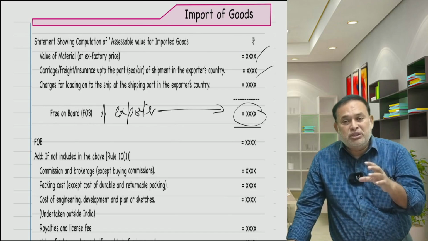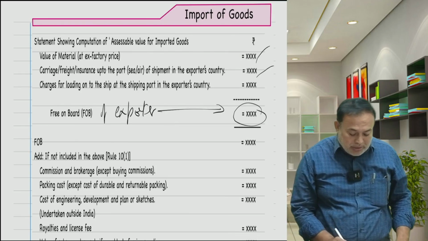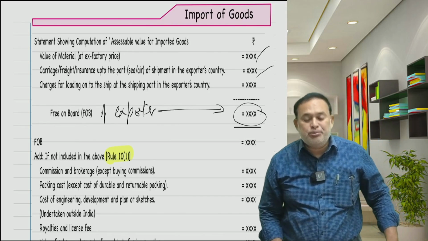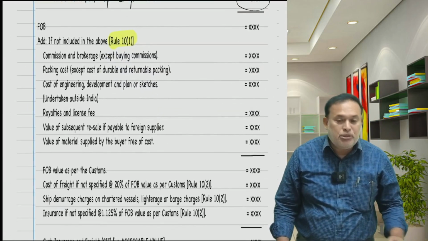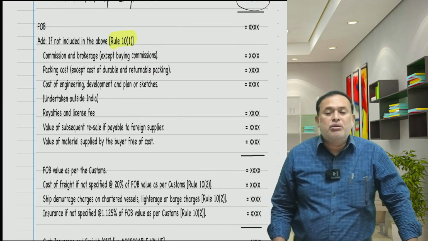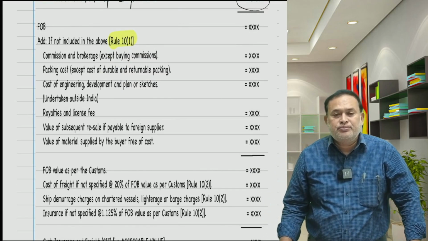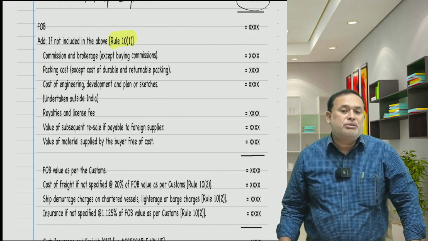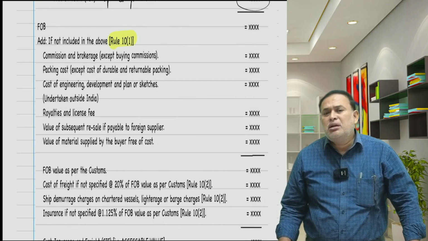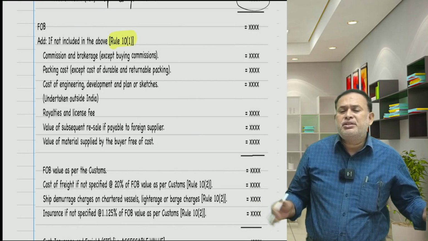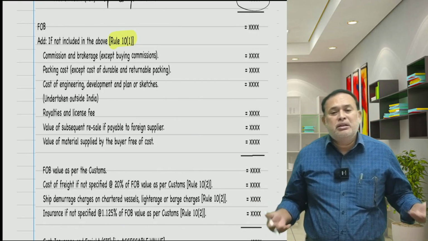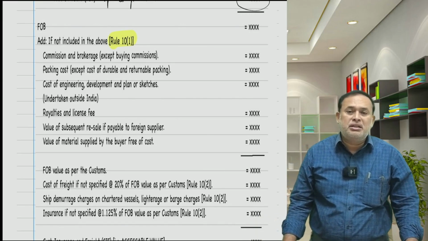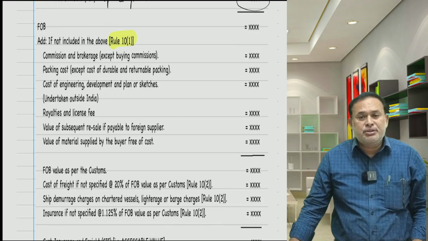Arrived, sir. To that value, add rule number 10, sub-rule 1 expenditure as pre-shipment. What are they? Commission, brokerage. Which commission? Brokerage, sales commission or commission is addable, but buying commission should not be added. Buying commission is nothing but bulk discount. More purchases, discount will be given; less purchases, no discount. So buying commission alone should not be considered while arriving at the value of imported goods.